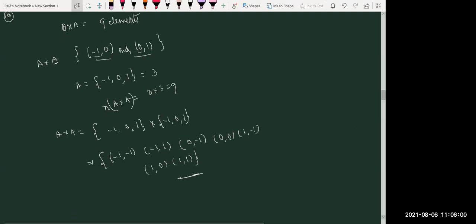Sir, will relations always be in pairs, sir? Relations will be in pairs? Yes. Relations means we must have ordered pairs. The relation we are defining, we have to define it with ordered pairs compulsorily. That's why a relation will be in ordered pairs, not like single numbers. Thank you, sir.